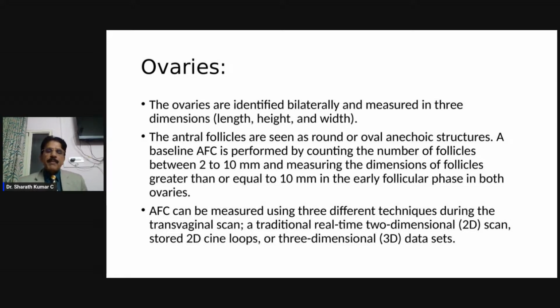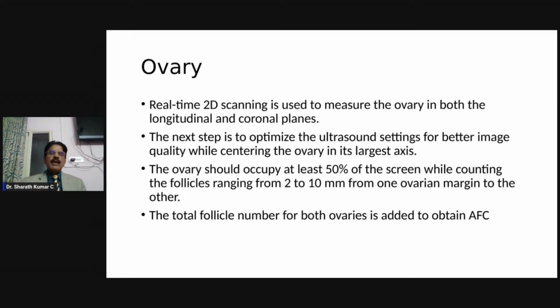Antral follicular count can be measured using three different techniques during the transvaginal scan: a traditional real-time two-dimensional scan, stored 2D cine loops, or three-dimensional 3D data sets. Real-time 2D scanning is used to measure the ovary in both longitudinal and coronal planes.